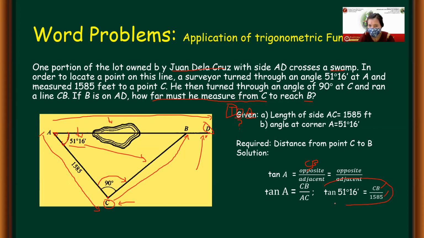So, take a look at this illustration. Now, in this equation, we can compute CB, di ba? We just multiply tangent 51 degrees 16 minutes to 1585. So, if we multiply this, what is the answer? Do you have a calculator? Please compute.